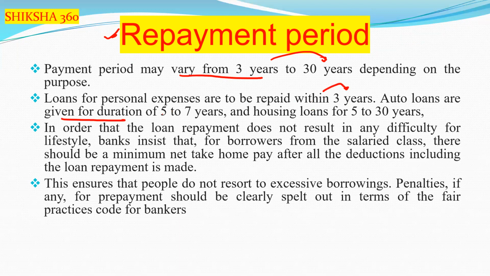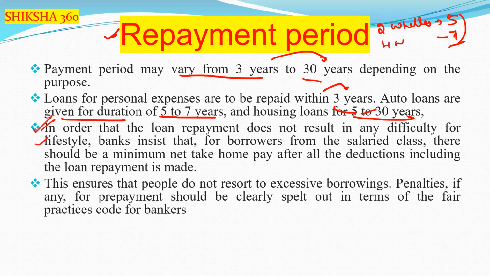Auto loans generally have a duration of 5 to 7 years. In the case of a two-wheeler, the maximum duration is 5 years, and in the case of a four-wheeler, the maximum duration is 7 years. Housing loans run for 5 to 30 years.